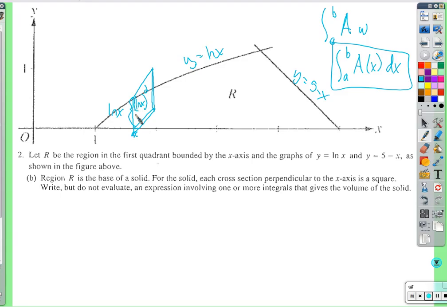Now, is that side length always going to be defined by the natural log of x? No. It will stop being defined by the natural log of x, and the squares over here will be defined by 5 minus x. It's just a line with a y-intercept of 5 and a slope of negative 1. So this guy will be 5 minus x. So how do we find the area of this square? Square that. 5 minus x squared, dx.